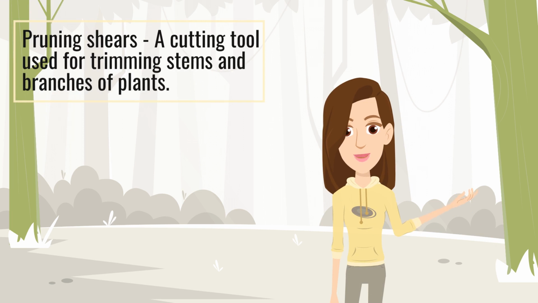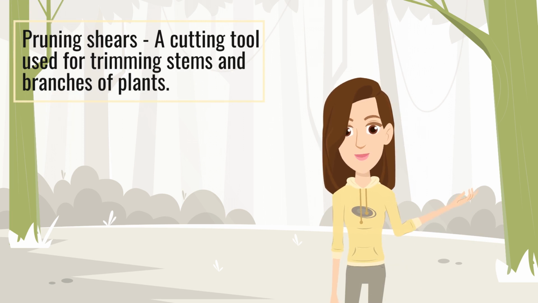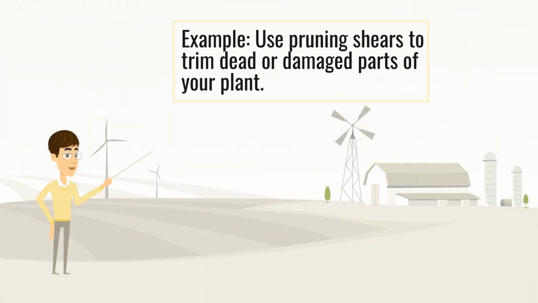Pruning shears, a cutting tool used for trimming stems and branches of plants. Example, use pruning shears to trim dead or damaged parts of your plant.